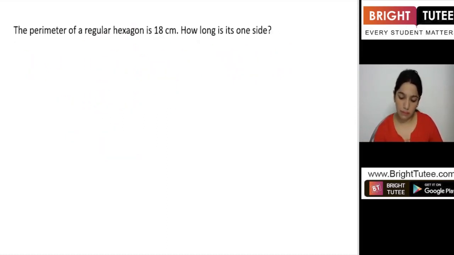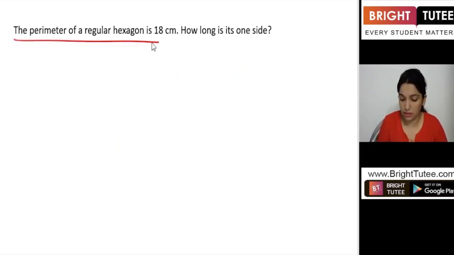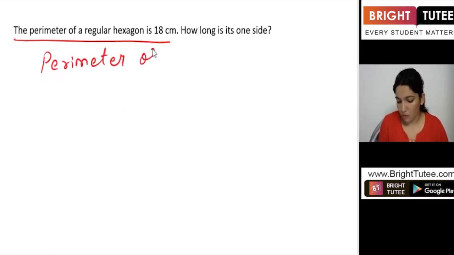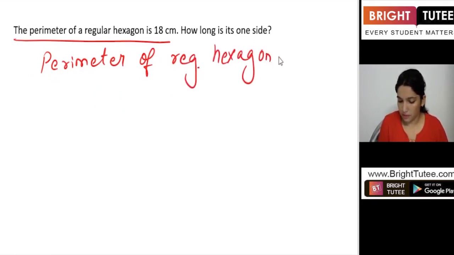It says find the length of a side of a regular hexagon. Here, look, this question is again very interesting. It says the perimeter of a regular hexagon is given. So let us write: perimeter of regular hexagon is equal to 18 centimeters. This is the perimeter given to us. We need to find the length of each side.